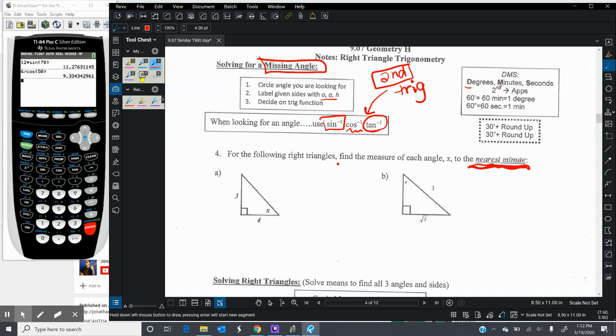So for the right triangles below, find the measure of each angle x. Again, we're going to identify the angle. On that angle, we have the opposite side, we have the adjacent side, nothing next to the hypotenuse. So we're going to use our tan function. So tan, again, the angle goes here, x equals 3 over 4, opposite over adjacent.